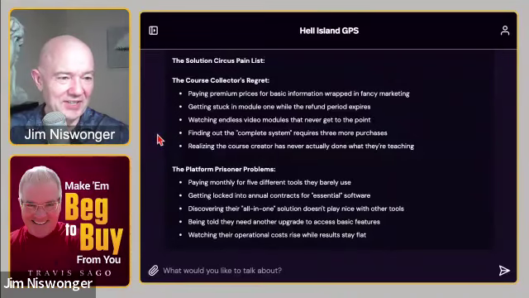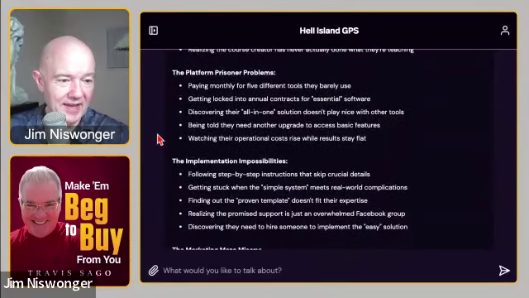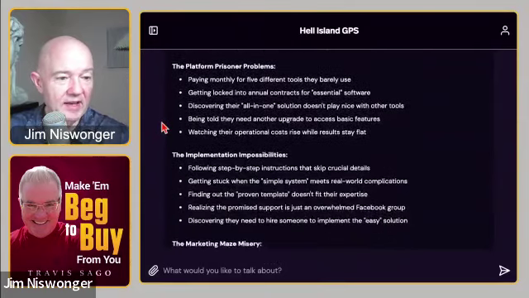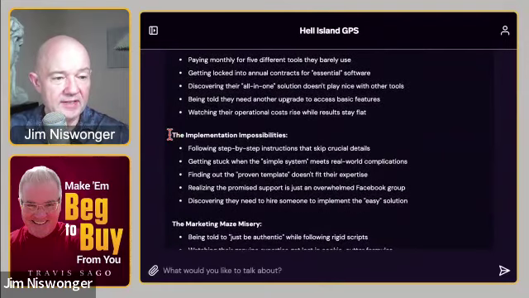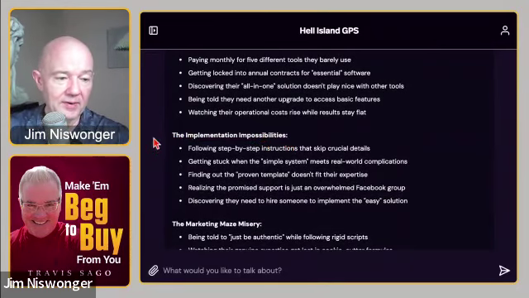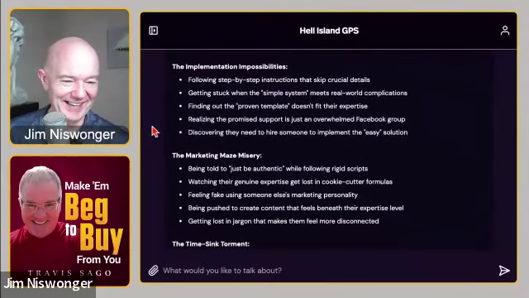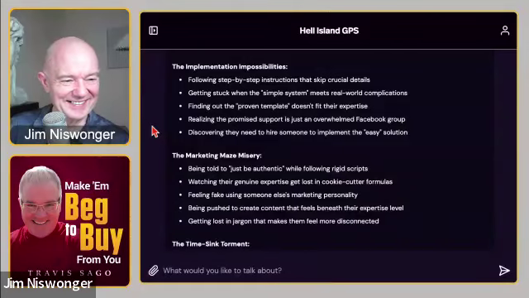So great metaphors here, implementation impossibilities. You can even say why those things that sound so good are impossible to implement, because you're not starting with the foundation. You're building a castle in the sky. They can't be implemented because there's no foundation for them. So marketing misery. Wow. These are really good. These are mine, guys. Okay, keep your hands off.